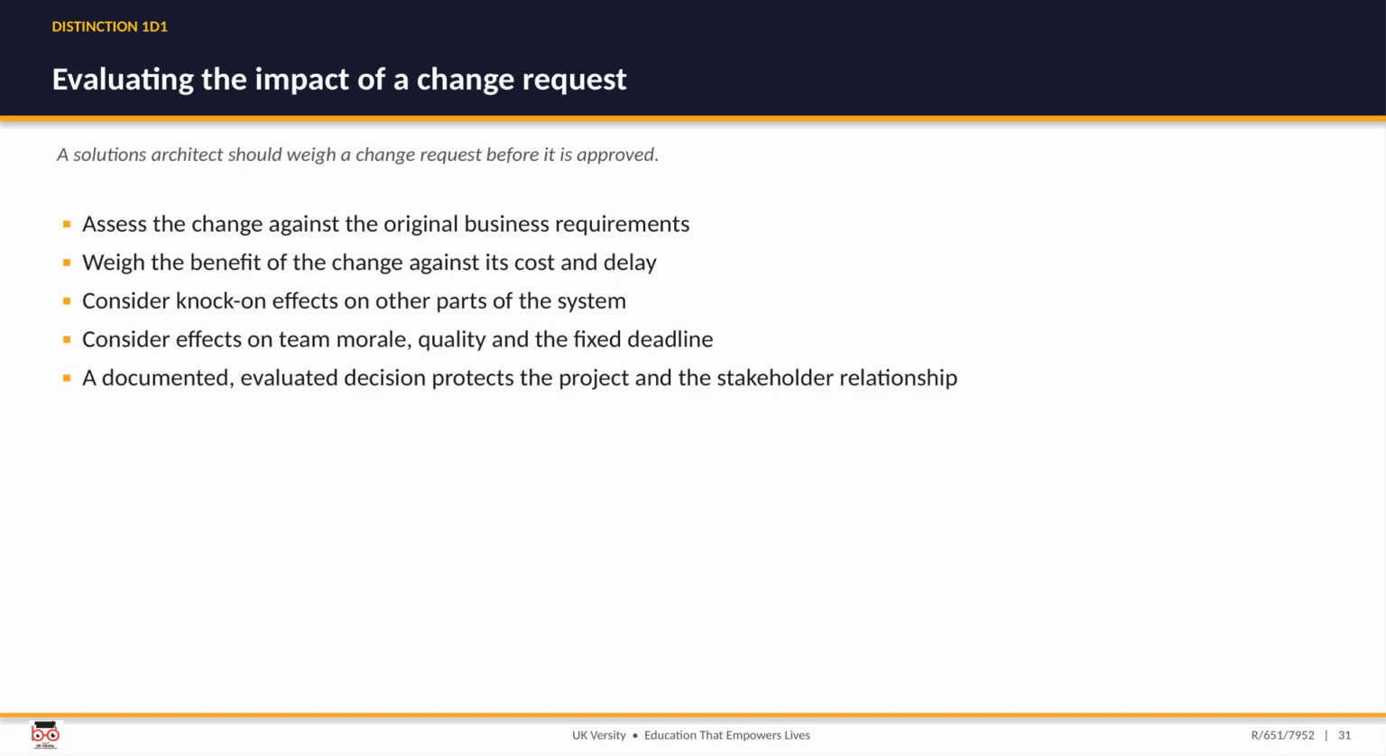When a change request does land, the architect should evaluate it properly before it is approved, weigh it against the original business requirements, and set the benefit of the change against its cost and the delay it introduces. Think about the knock-on effects on other parts of the system, and on the softer things too: team morale, quality, and that fixed deadline. The goal is a documented, evaluated decision, because that written trail protects both the project and the relationship with the stakeholder if the choice is ever questioned later.